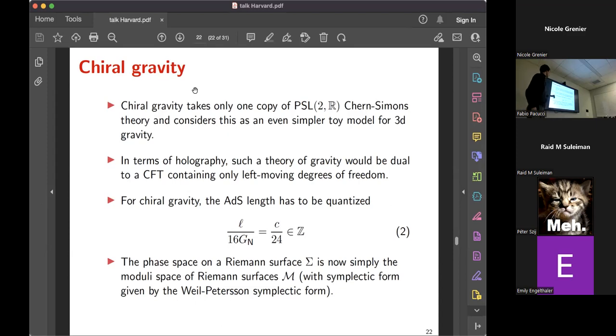So this theory is a little bit better. One feature is that for chiral gravity, there's a quantization of the AdS length. To get a consistent theory in Chern-Simons theory, usually the level is quantized, and this argument tells you that the AdS length has to be quantized exactly. It's also true for PSL2R. For U1 Chern-Simons, for example, the group is compact, and PSL2R contracts to U1, so the quantization condition is the same as in U1 Chern-Simons theory.